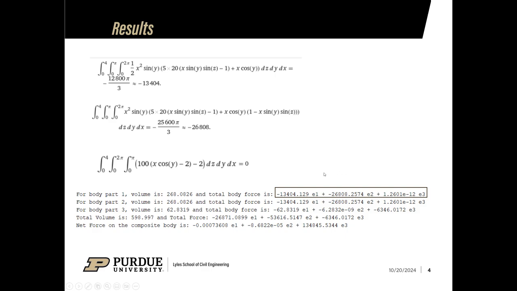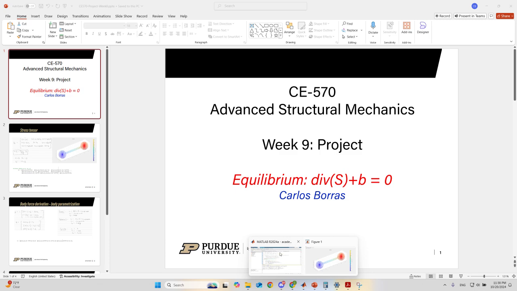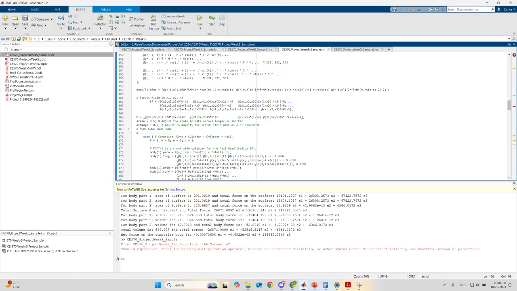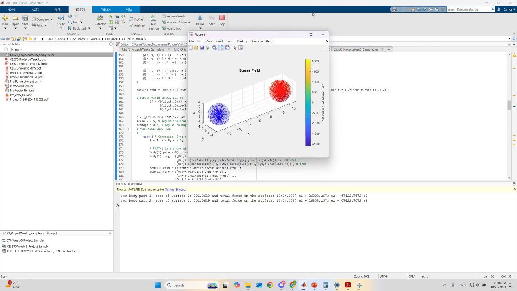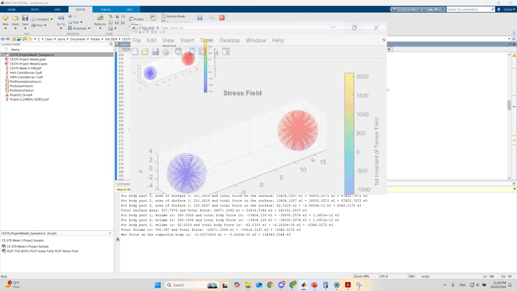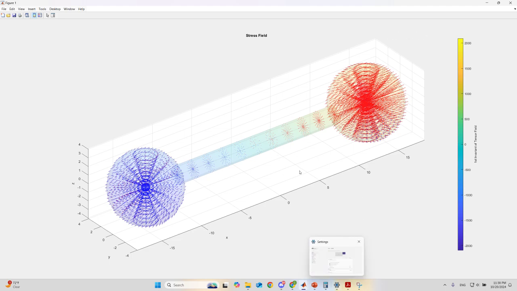There's one thing I wanted to mention, and I'll show it on my code. Just give me 1 second right here. I put a space when I was running the code. Real quick, this is what the body looks like with the stress tensor.